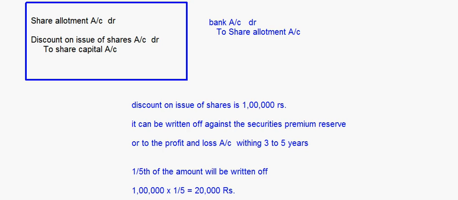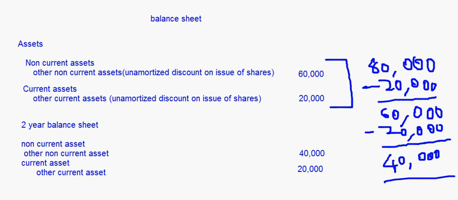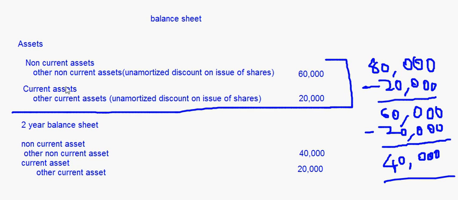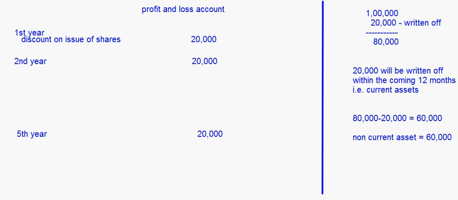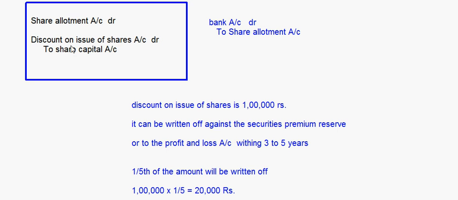You will be asked to show the balance sheet. If you are asked to show the balance sheet for the first year only, then in that case, you have to do only up till this part, right? I have shown you the second year balance sheet just to show how it works, right? So this is how the discount on issue of share works. This is the entry, this is the journal entry, share allotment account debit, discount on issue of shares.